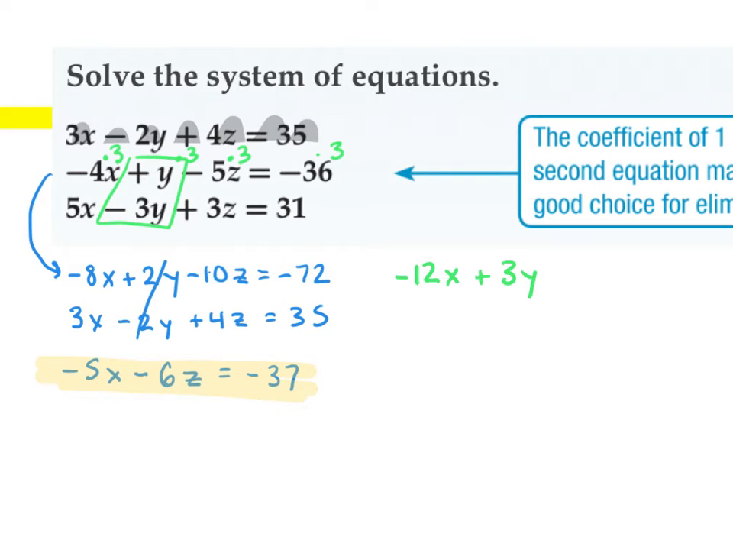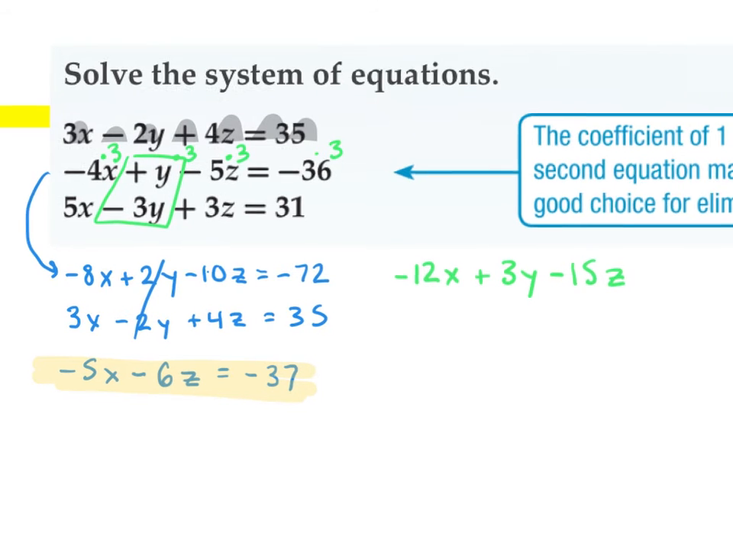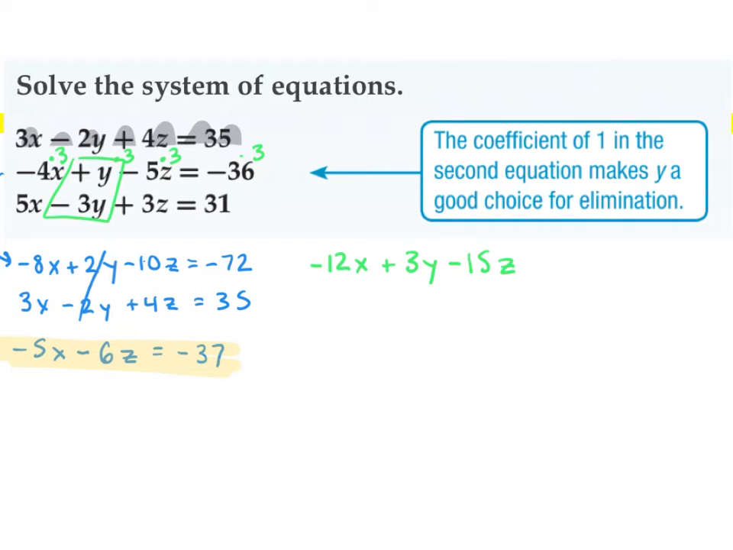What is negative 5z times 3? Negative 15z. And negative 36 times 3? 108. So negative 108. We said we're combining this with the third equation, so we're going to write the third equation right below it. So 5x minus 3y plus 3z is equal to 31. I just rewrote this third equation down here.